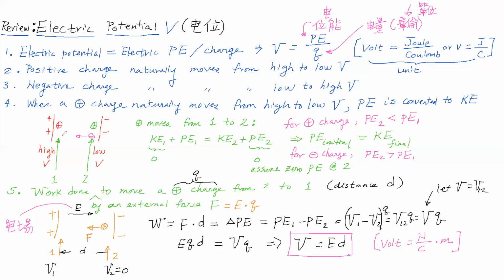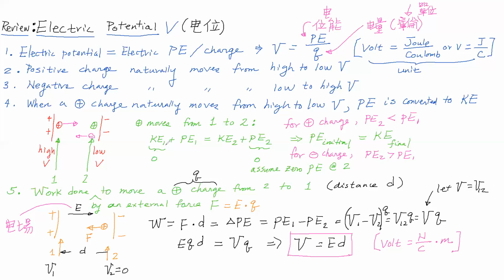I hope that's clear. So now we're going to talk about energy conservation from 1 to 2 for positive charge. You can do it similarly for the negative. So positive charge goes from high to low V, from 1 to 2. PE is converted to KE. So if you just let it go, then when it comes here, it would have velocity and higher kinetic energy. And here you started with V equal to 0, so velocity equal to 0 here.